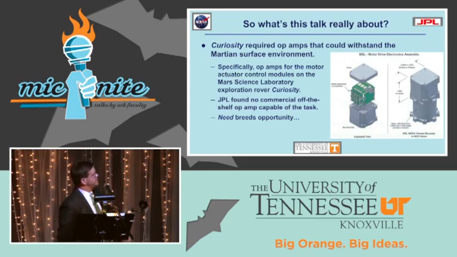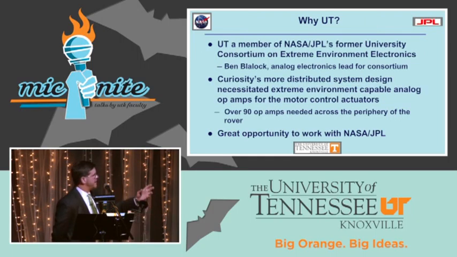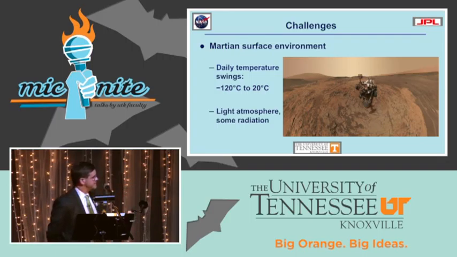So Curiosity specifically needed op-amps, and therefore 2 of our quad op-amp chips within every motor actuator control module, and you can see this depicted over here, each one of these control modules, and each of those green little circuit boards is about 1 inch by 1 inch. So a very compact cube there. And JPL couldn't find any of these to work within the commercial off the shelf. We had the opportunity, not because of the football program, but because I was the lead of the analog consortium, the University Consortium for Extreme Environmental Electronics, the analog lead for that at JPL. And again, Curiosity needed over 90 of these to implement the system.